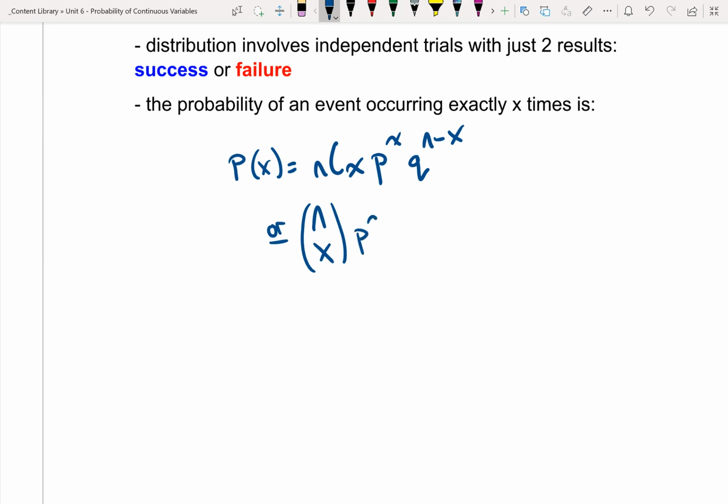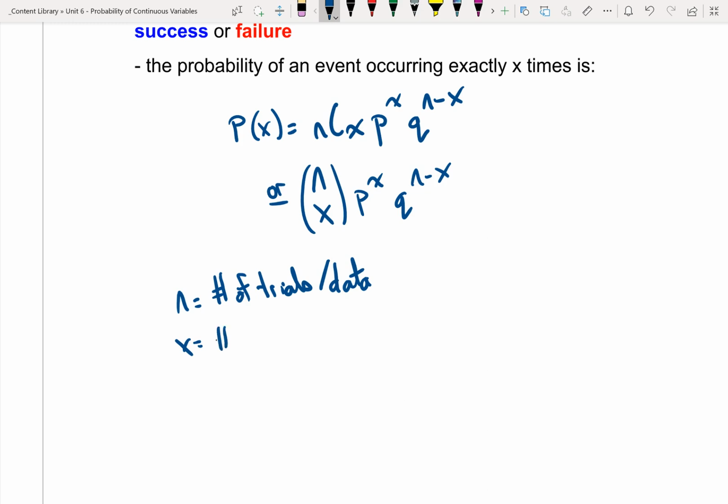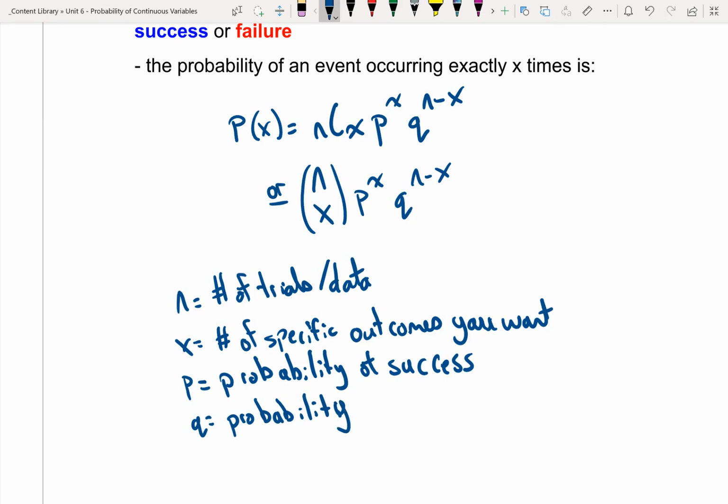nCx p to the power of x q to the n minus x, where n is equal to the number of trials, x is equal to the number of specific outcomes you want, p is equal to the probability of success, which we've talked about in the last note, and q is the probability of failure. So this is from our unit on probability distributions.